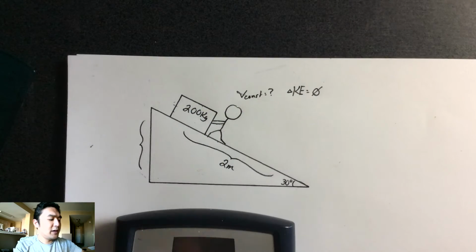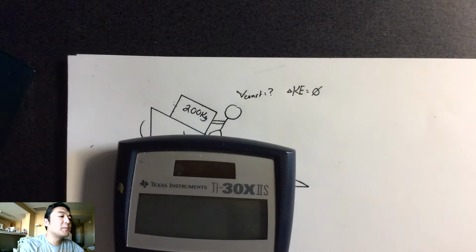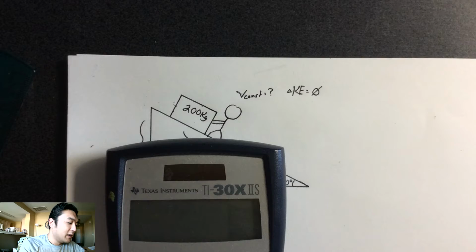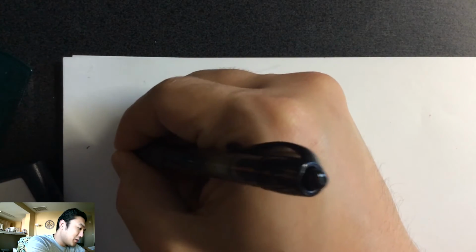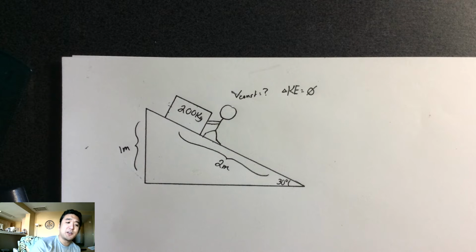And just to do that, we're going to take the sine of 30, multiply that by the 2, that's going to be 1. Yep. And so we do get a change in height of 1 meter. Now that could be useful for us, that could not. Let's see what the question is saying here.